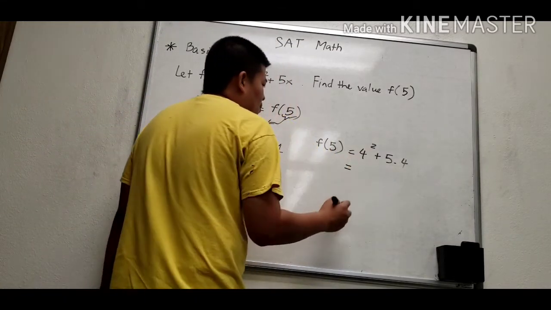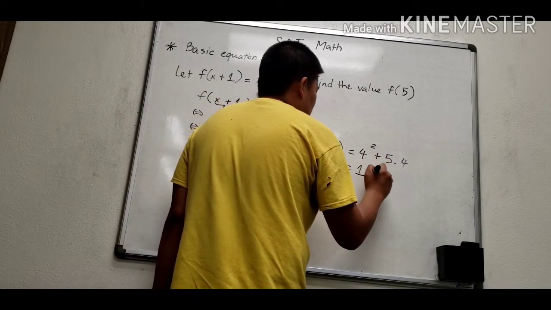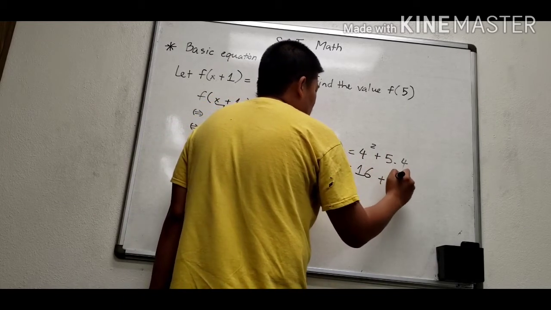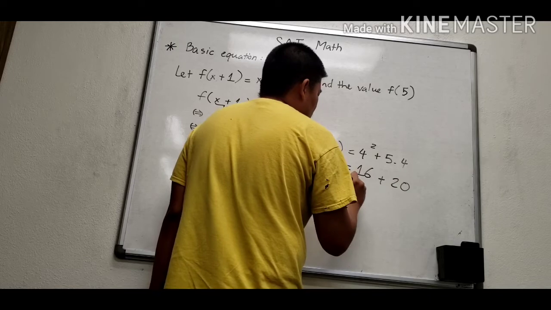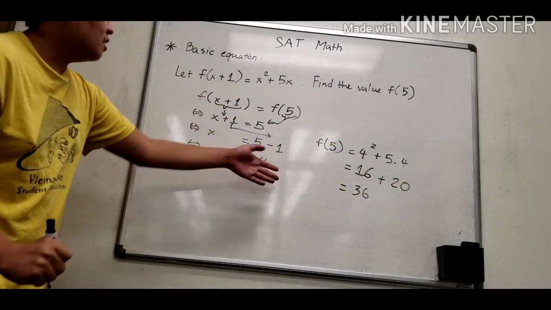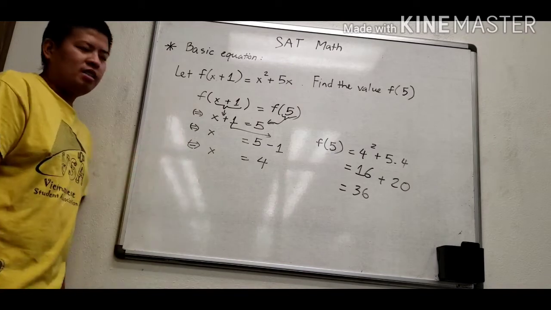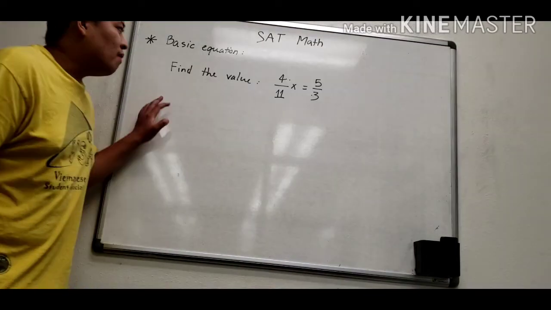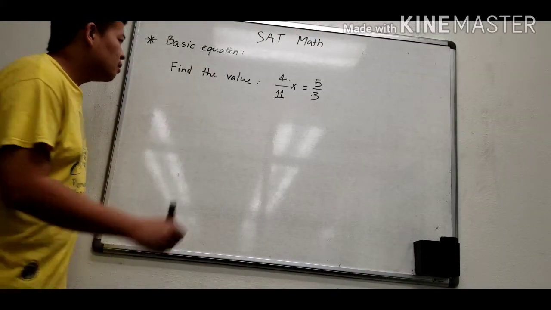So we have 4 power 2 is about 16, and 5 multiplied with 4 is about 20. So that is about 36. And the answer is f(5) is about 36. The value of this equation.